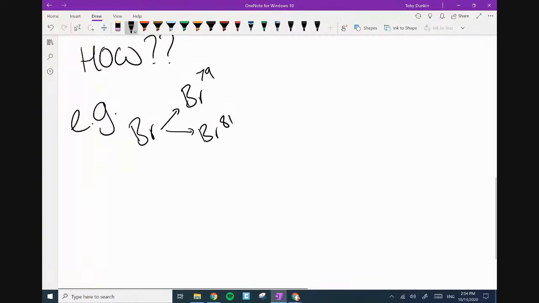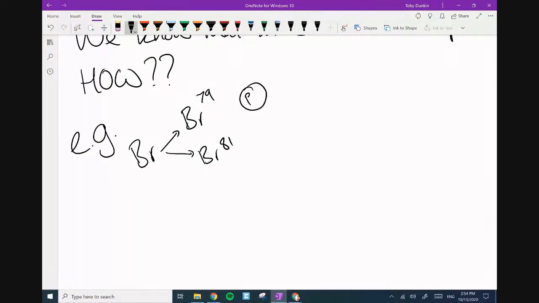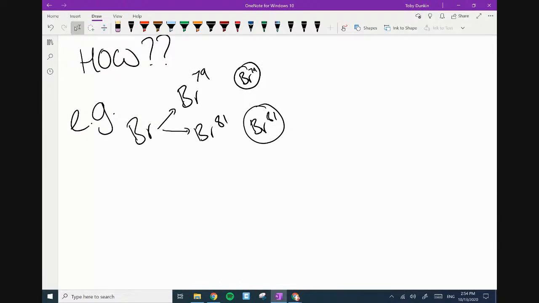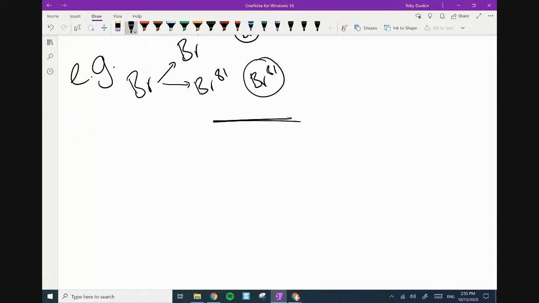Here's what those particles look like. Here's the Br-79, and here is the Br-81. Now you can see I have deliberately made them different sizes. We know that in reality, they're exactly the same size, and I mean exactly, but one of them is heavier. So what we now need to do is separate these particles. Okay, so let's put a subtitle. Separating the subatomic.